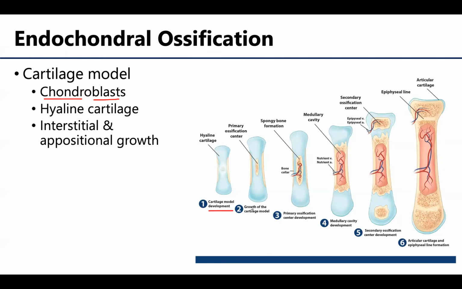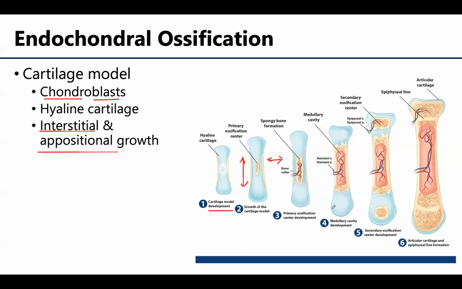This cartilage model will grow both through interstitial, or growth from within, which will result in the cartilage model growing in length, as well as appositional growth, which is growth on the outer surface. So the cartilage model will grow in width as well.